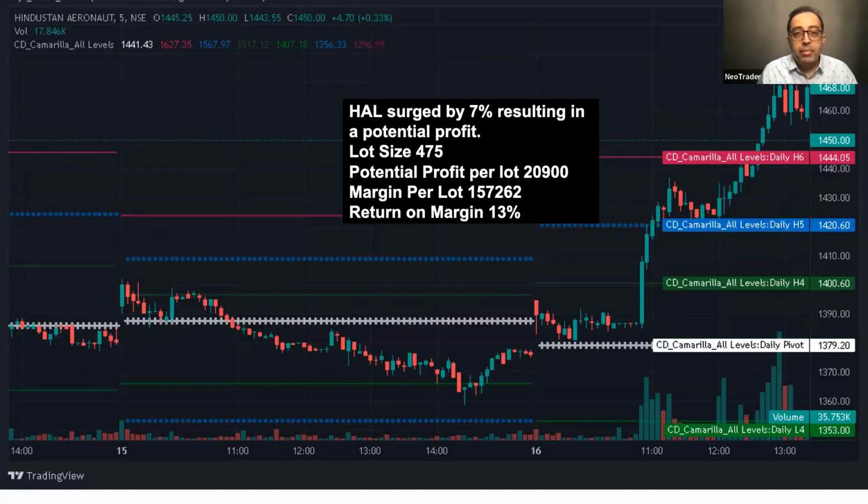The more dots green, the better it is. That's how Neo Trader works. So now again, you can see here, it's surged by 7%. You can see here that the return on margin is 13%.